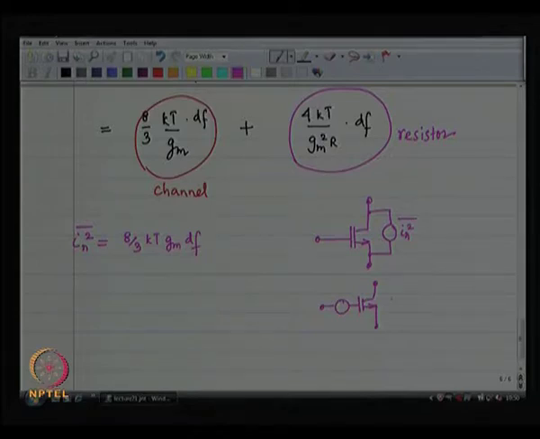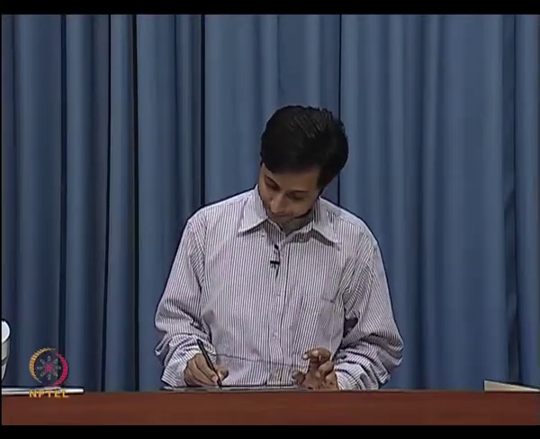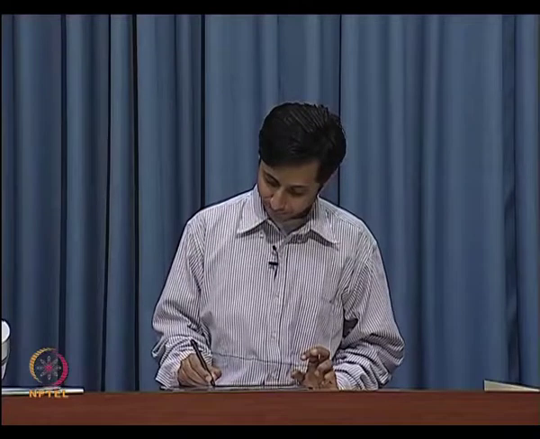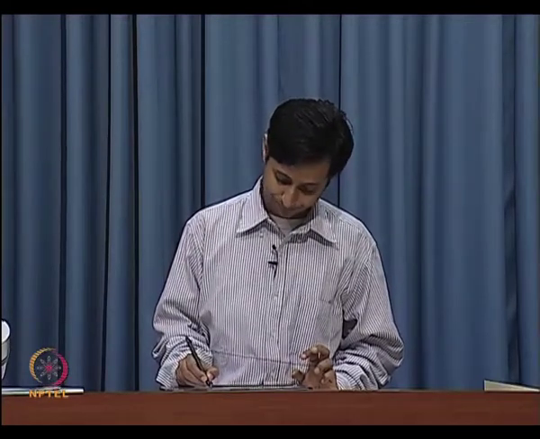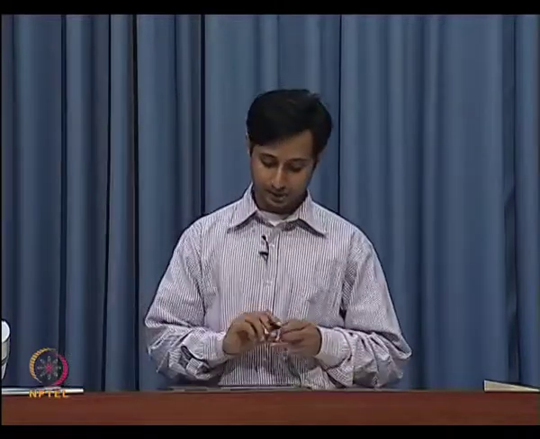Okay. So, mean squared noise current was 8 by 3 kT times GM times dF. So, mean squared noise voltage that I should have applied at the gate of a noiseless MOSFET would have been 8 by 3 kT times GM times dF divided by GM squared, which is equal to 8 by 3 kT times dF divided by GM, right. So, this is the result that you are seeing over here.